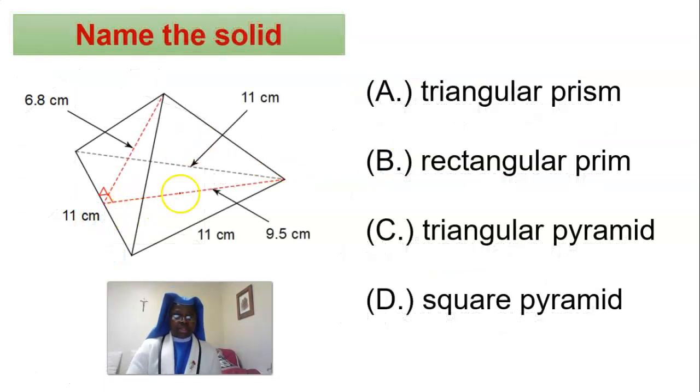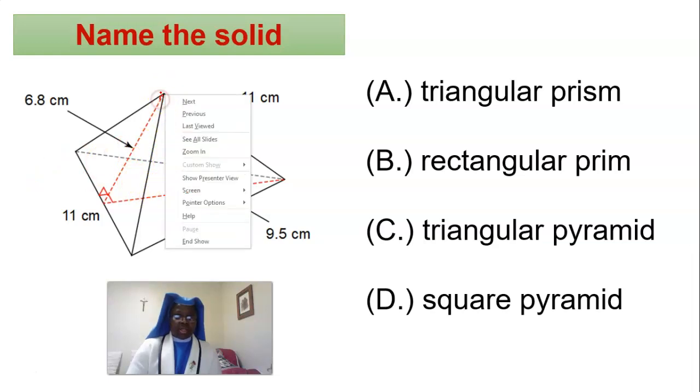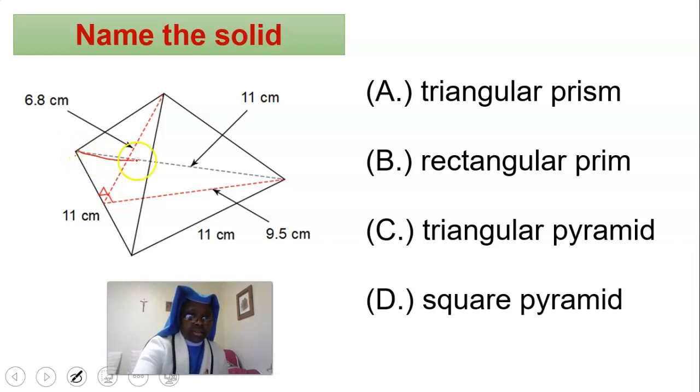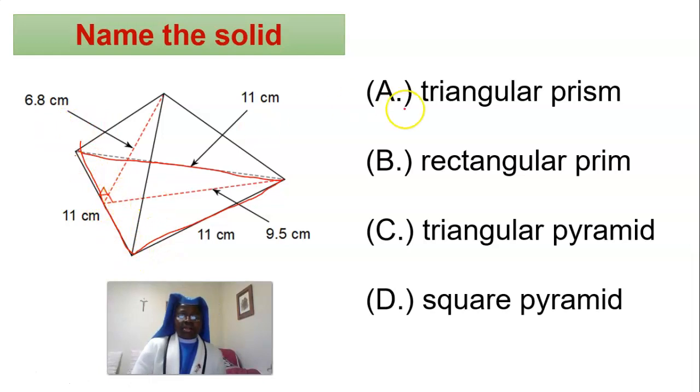How about this one? Again, we see all the thing is pointed. It has a point here, a vertex that comes down to the base. And then the shape of the base down here is a triangle. So it is a triangular pyramid.